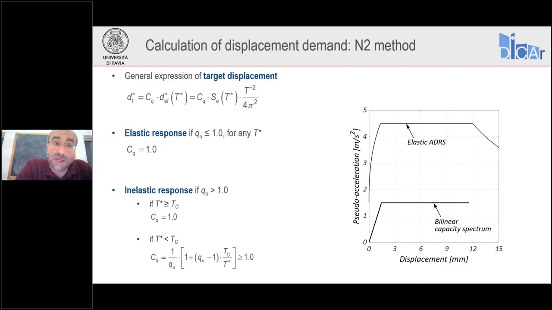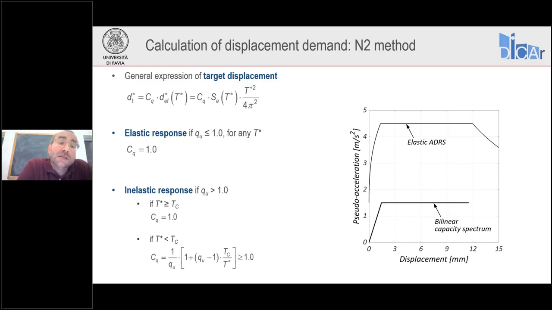Our elastic displacement demand, D star ET, can be obtained from the elastic pseudospectral acceleration SE of T star by transforming it through this relationship. We multiply the spectral acceleration times T star square over 4 pi square. This gives us the elastic spectral displacement. And then we may have to amplify it by C sub Q. However, if the strength ratio is less than 1, it means that SE of T star is less than A Y star. So we are not even yielding our oscillator. The response is elastic, so C sub Q is equal to 1. We just keep the elastic displacement demand.